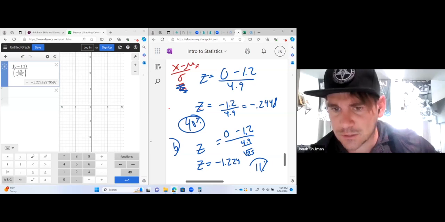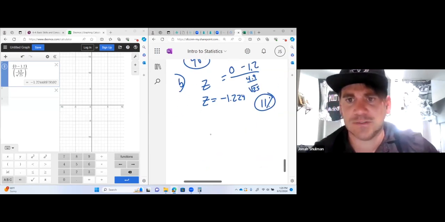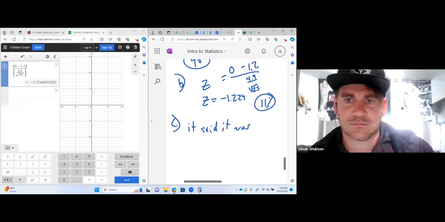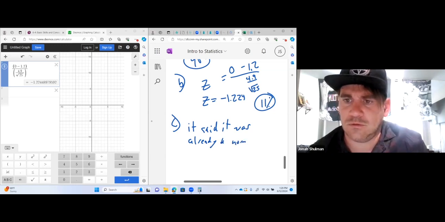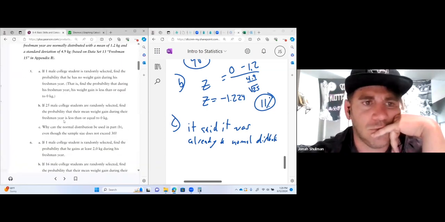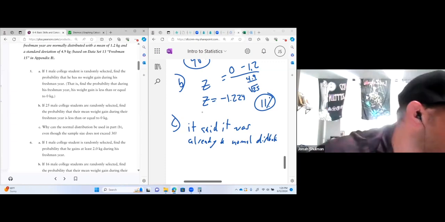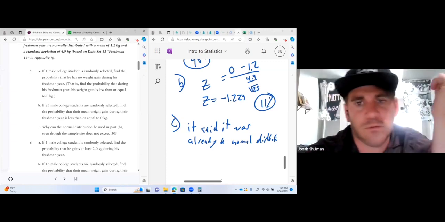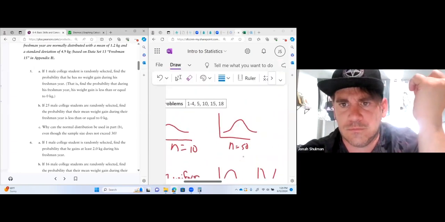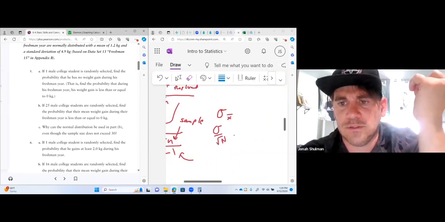Why were we allowed to do this for part C? It's because it said it was already normally distributed. Okay, let's see what else we got. Is there a, no, just A, B, and C. Cool. All right, what else we got? Let's look at 10, 15, and 18.